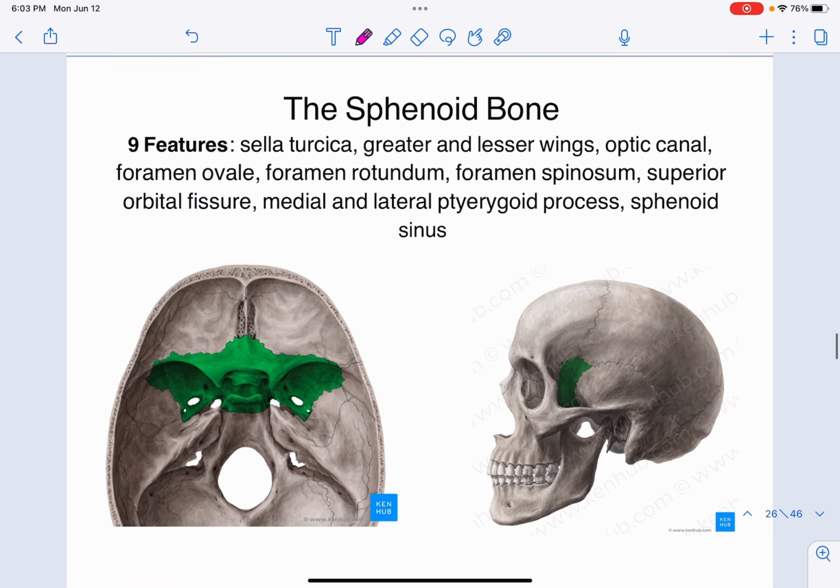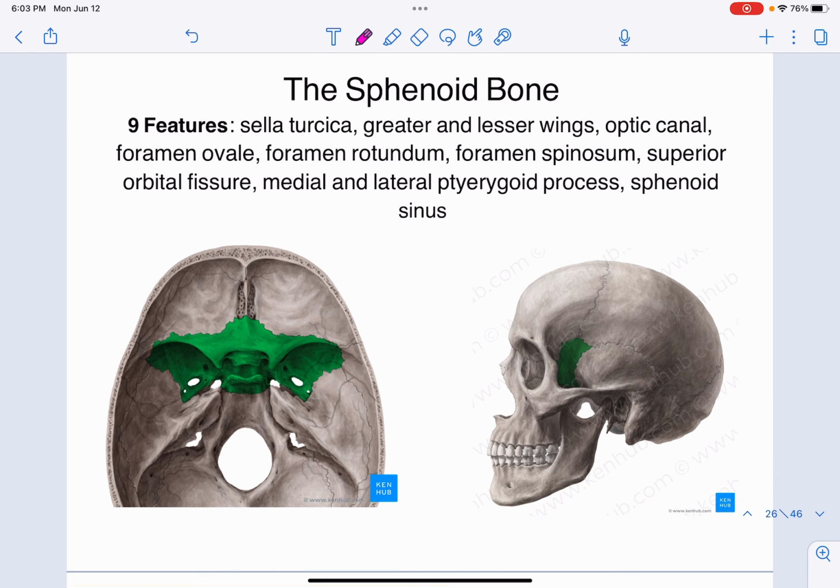So there's 9 features to the sphenoid bone. Here is a nice view. If I forget to mention this sooner, I'll mention it now, since this diagram is labeled with KenHub on it. KenHub is a great internet source for anatomy. So if you have any questions, I get a lot of my pictures sometimes from KenHub because they're color coded and it shows you exactly where the bone is sitting.